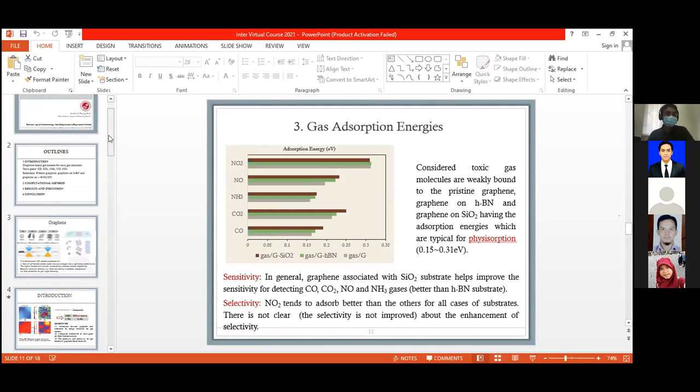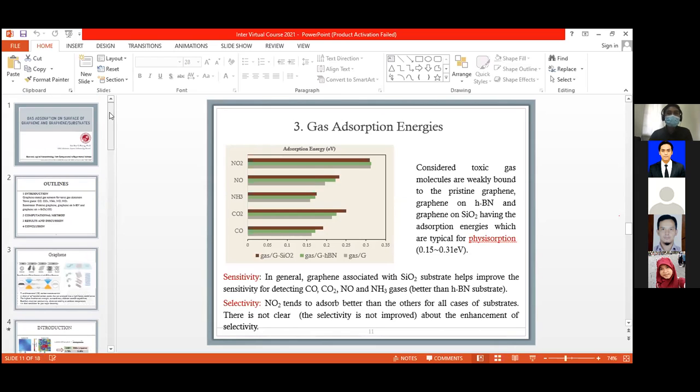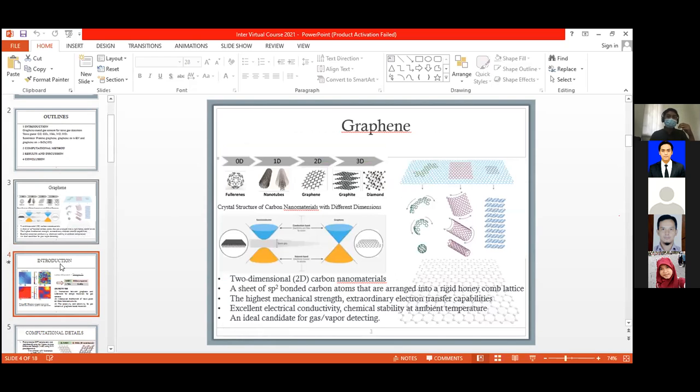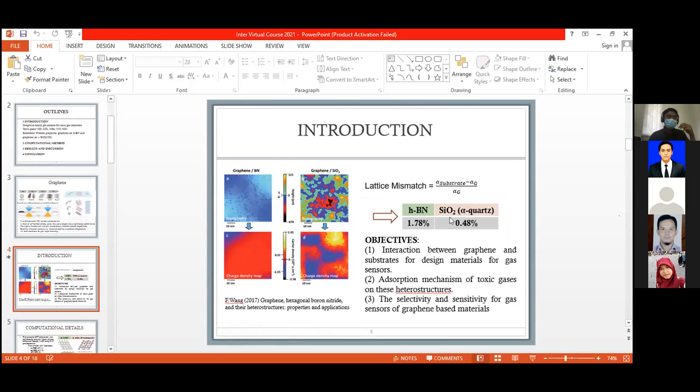Okay. Maybe we go to another question from another participant. Someone asks about the configuration of your graphene on boron nitride substrate. How do you decide that your structure is stable on the substrate? How is the stability of graphene on the substrate?